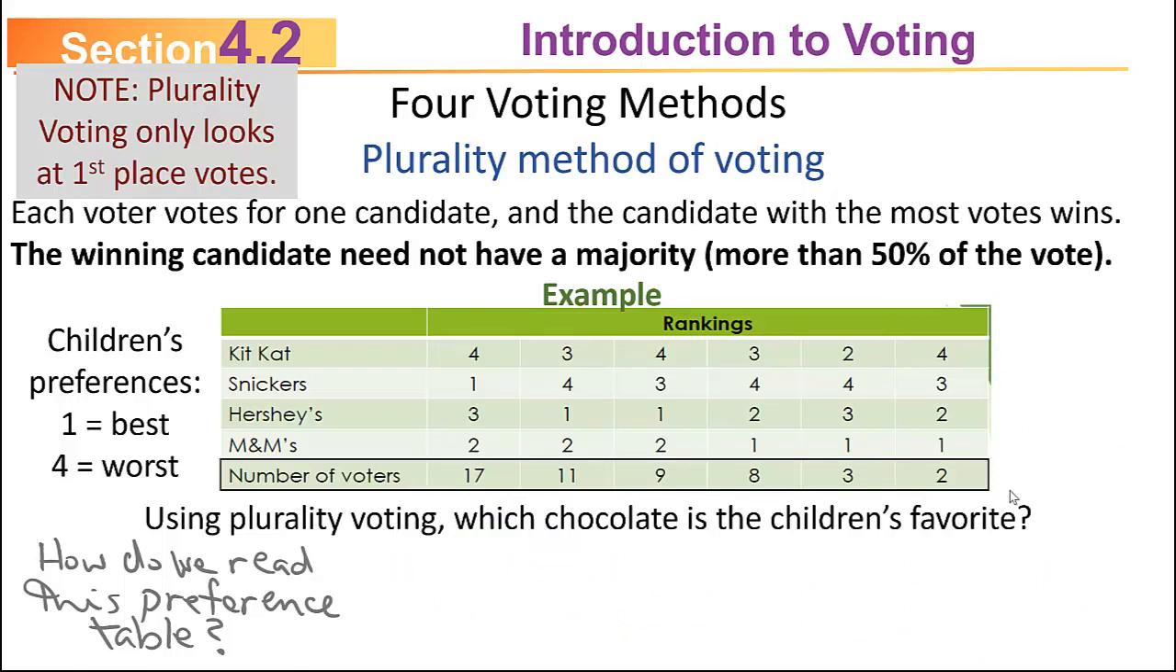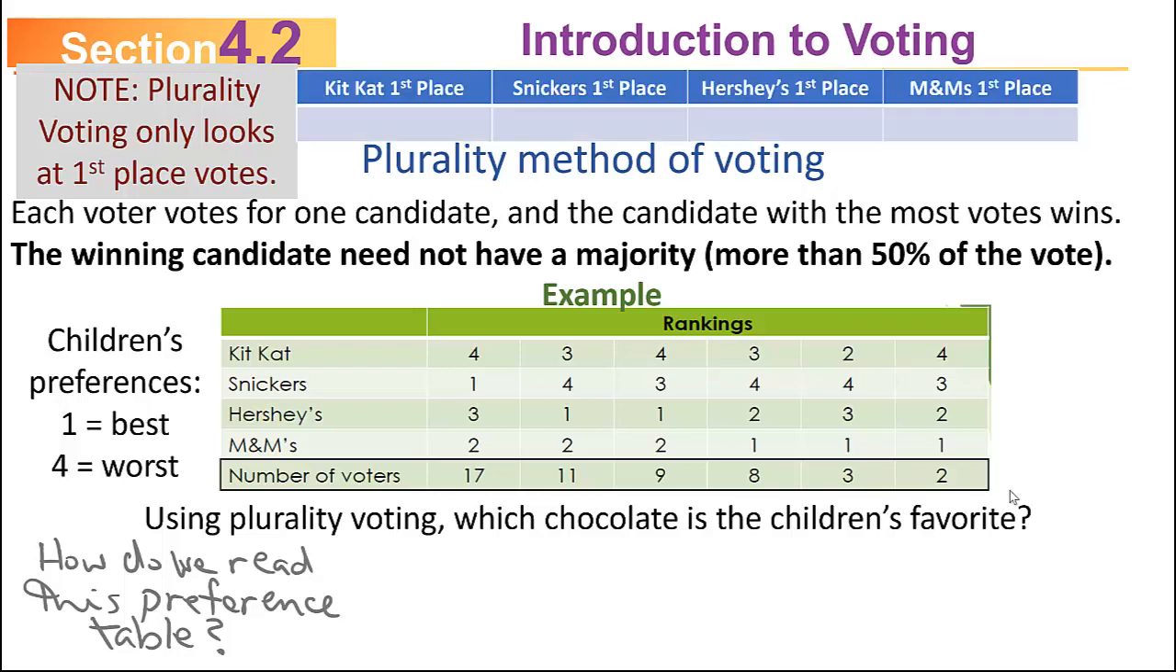Remember, plurality voting only looks at first place votes, so most of the information in this preference table is irrelevant when we're using the plurality method. So you simply look at first place votes. I'm going to build a table that lets me count how many first place votes the Kit Kat got, the Snickers got, the Hershey's got, and the M&M's got.